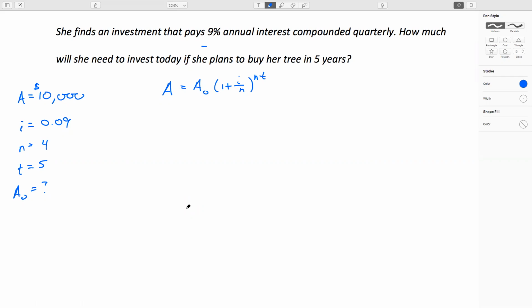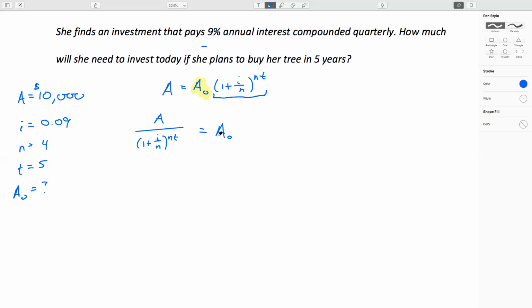So I need to isolate A naught. That's my goal, is to solve for this. So I need to take everything else and I need to remove it and move it to the other side. Fortunately, since this is all being multiplied by A naught, I can just divide by this whole term all at once. So I can take A and simply divide it by 1 plus I over N to the NT equals A naught.